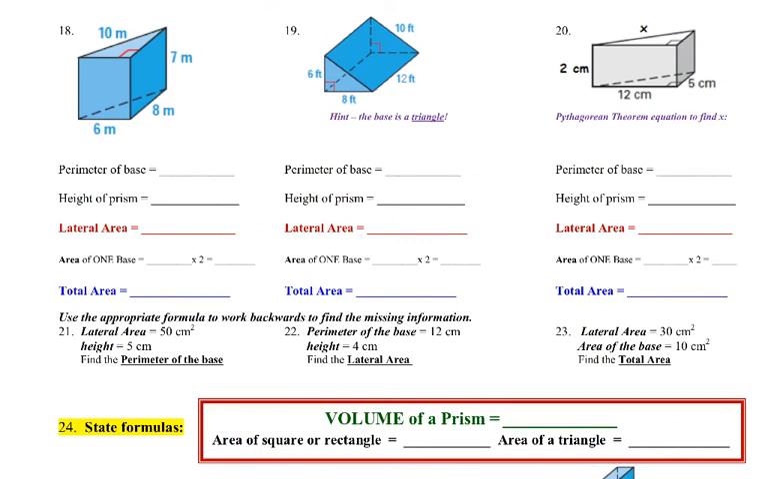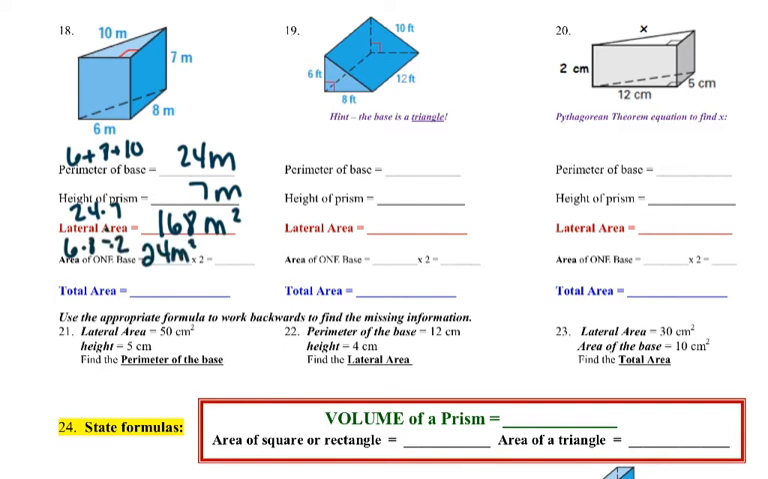Turning it over to the back now, this is our triangular prisms. So 6 plus 8 plus 10 here is 24 meters. The height of the prism is 7. 24 times 7, 168 meters squared. Careful when you do the area of the base because it's 6 times 8 divided by 2 because it's a triangle. We double it to 48, and then if we add those together, 216.